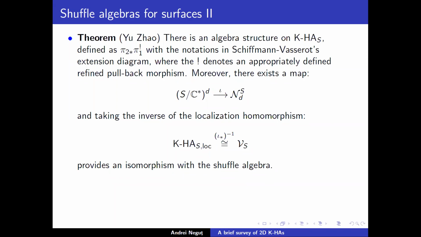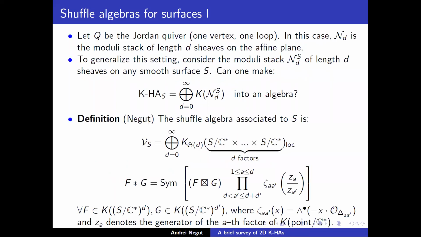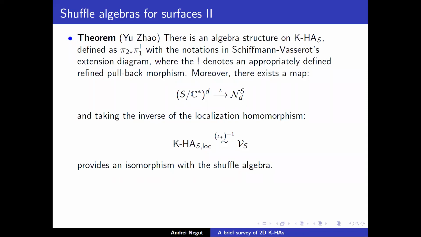It was expected by the philosophy of these extension diagrams and so on that you can put an associative product on the K-ha of S. So the K-ha of S is defined on this slide. It was expected that you could put a product on this K-ha by doing this kind of pull-push construction. The problem is that the map pi1 not being smooth, you have to be careful about this refined pullback. And Yu Zhao found a particularly nice definition of this pi1 shriek using refined Gysin maps, and then he checked associativity and he checked a lot of things about his construction and everything worked out. So in other words, he rigorously did what was expected from the general philosophy.